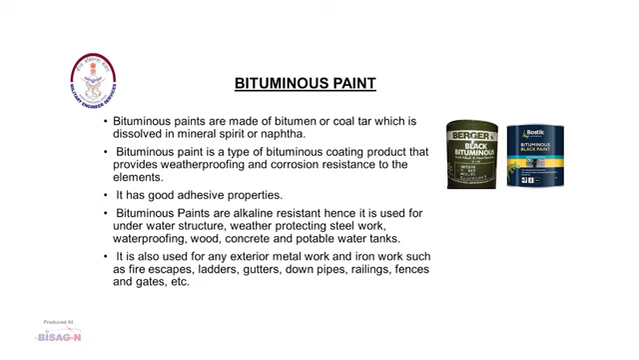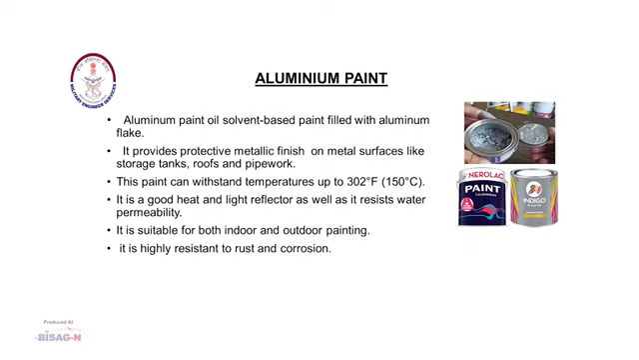It is also used for any external metalworks and ironworks such as fire escapes, ladders, gutters, down pipes, railings, fences and gates. It is used to coat ferrous metals, non-ferrous metals and other construction materials even in marine environment. Aluminum paint. Aluminum paint is an oil solvent based paint filled with aluminum flakes.